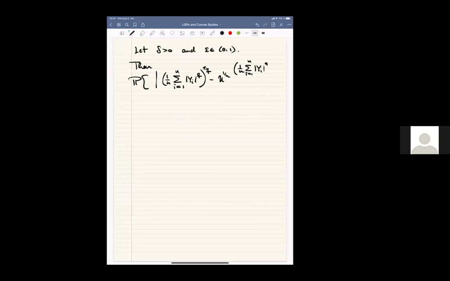Yi to the power q to the 1 over q, and here we get the p norm: 1 over n, sum over i from 1 to n, yi to the power p, to the power 1 over p, and the probability that this is larger than delta.